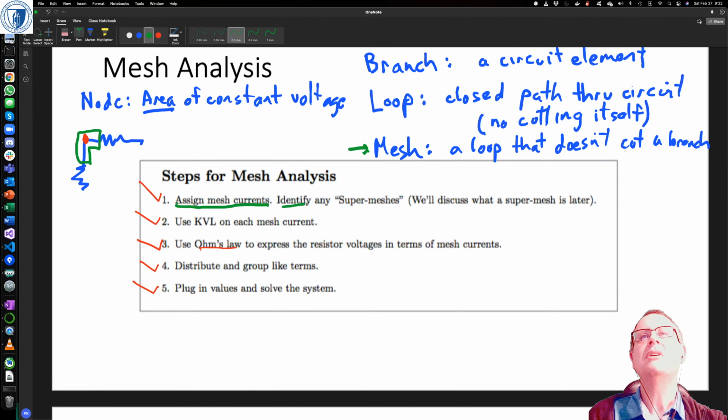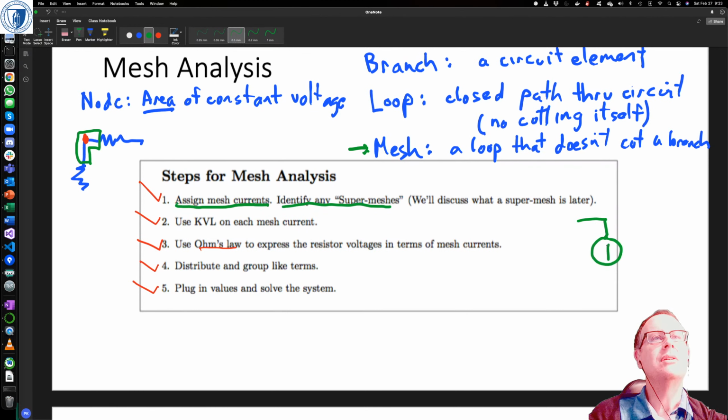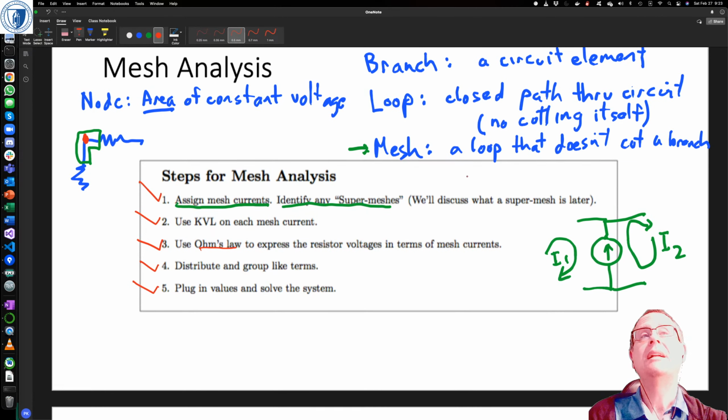And then identify any super meshes. We did talk about super meshes last week briefly, but just to remind you, where you have a current source that has more than one mesh current going through it, that is when you require a super mesh.